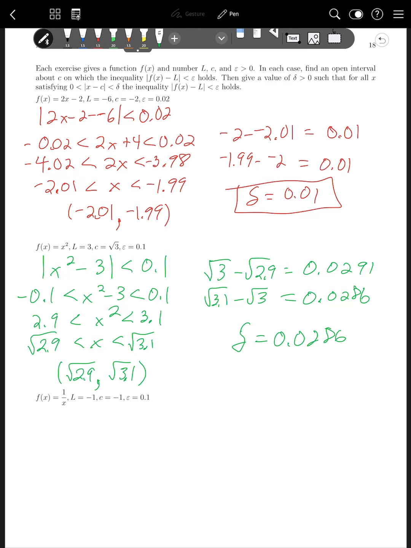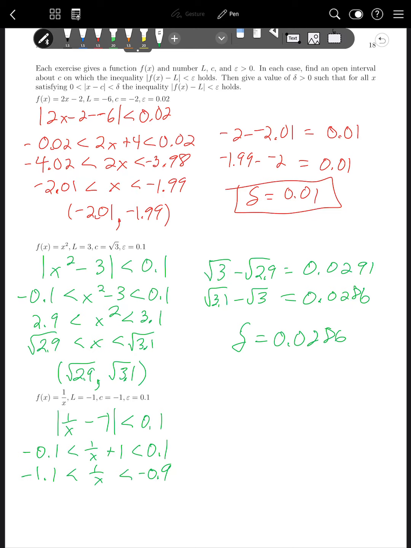Okay, so set it up exactly the same way, right? So |1/x minus negative 1| is less than epsilon. Okay, so that's negative 0.1 is less than 1 over x plus 1, which is less than 0.1. Subtract 1, you get negative 1.1 is less than 1 over x, which is less than negative 0.9.